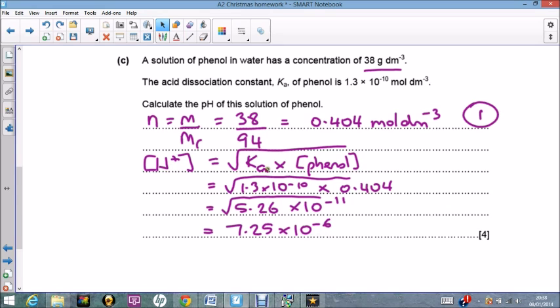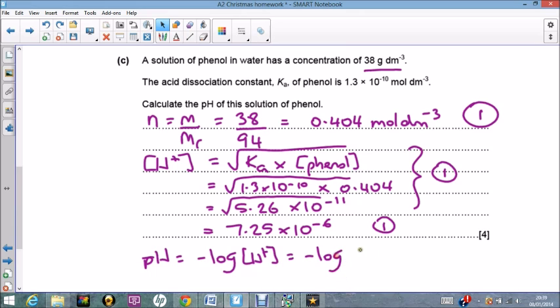Okay, so to work out the H+, I've used the square root equation for weak acids. I've substituted my numbers in. I've found the square root. I should always make a point of showing all of my work in, because I get 1 for the final answer, and in this section here I will be awarded a method mark. Final bit, if I've got my H+, I'm going to use pH equals minus log H+. Final answer, final mark.